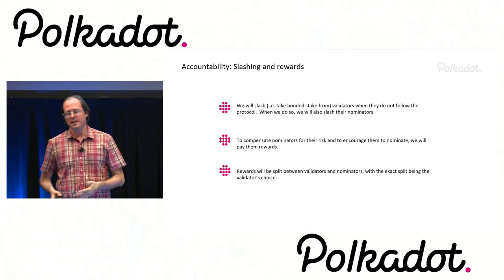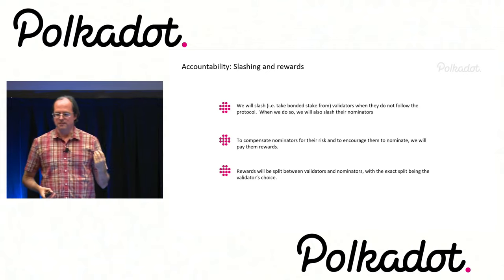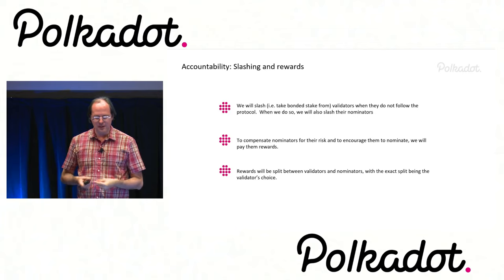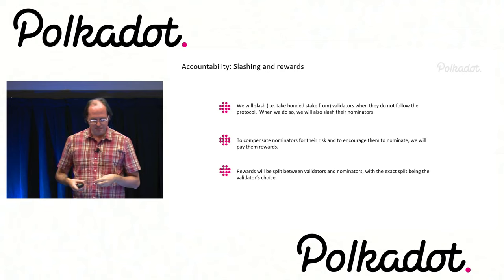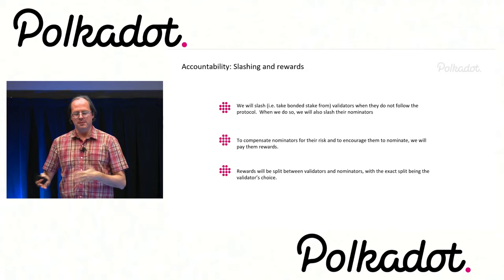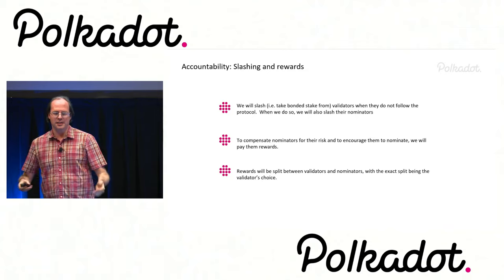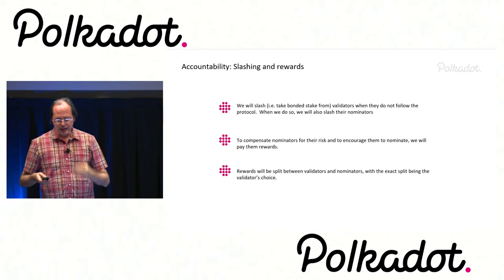If we're going to slash nominators, then we've definitely got to be rewarding them too, because of their risk, and ideally this would also correlate with validator behavior. And so the rewards are going to have to be split between validators and nominators, and the validator is going to decide.